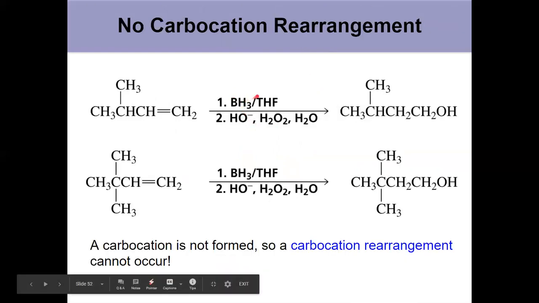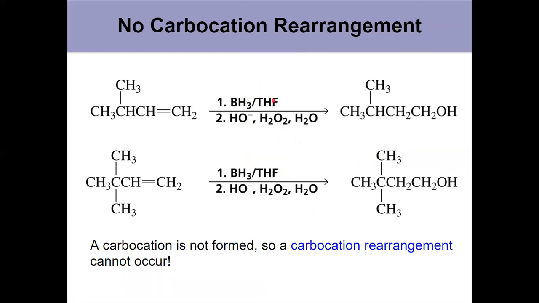You can either use borane in THF. I didn't mention this before: THF, tetrahydrofuran, is just a solvent in this case, not participating in the reaction. And then your aqueous solution of hydrogen peroxide and hydroxide for the oxidation. So know those for the hydroboration-oxidation, and know that you can also use 9-BBN in the first step.